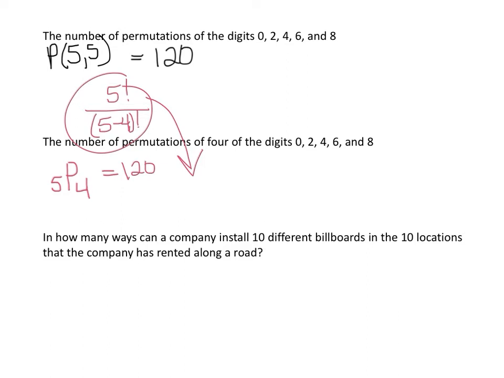So then how many ways can they install 10 different billboards in the 10 locations that they have rented? So once again, I'm looking at a permutation. And I will again use a slightly different notation just so that you see it. I've got 10 items that we're taking 10 at a time. And there are 3,628,800 ways that they can install those billboards.